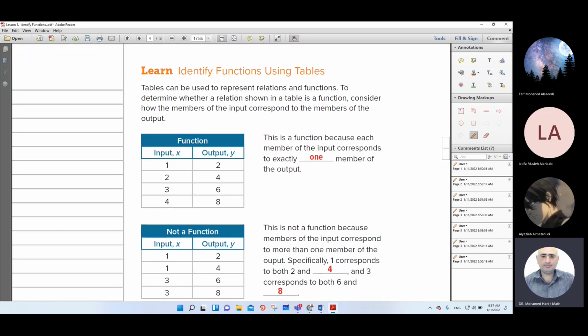Look at the first table, which is a function. This table includes the input, the values of x, and the output, the values of y. As you see here, we have 1, 2, 2, 4, 3, 6, 4, 1. Each element from the input has just one relation with one element in the output. This means it is a function, because each member of the input corresponds to exactly one member of the output.